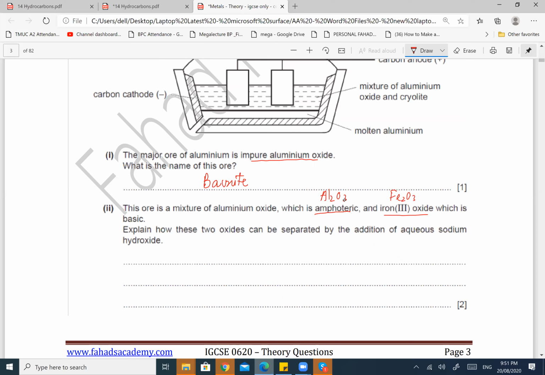तो आप ये कहोगे कि amphoteric aluminum oxide dissolves, while basic Fe2O3 doesn't dissolve. It doesn't dissolve in NaOH and is simply filtered off.